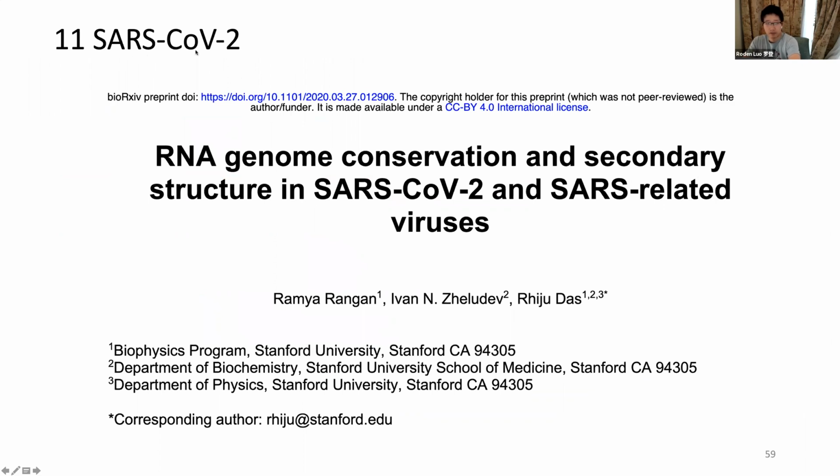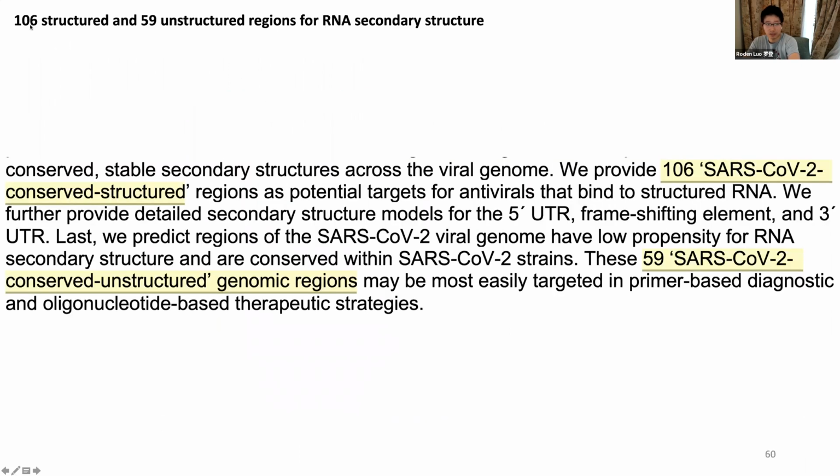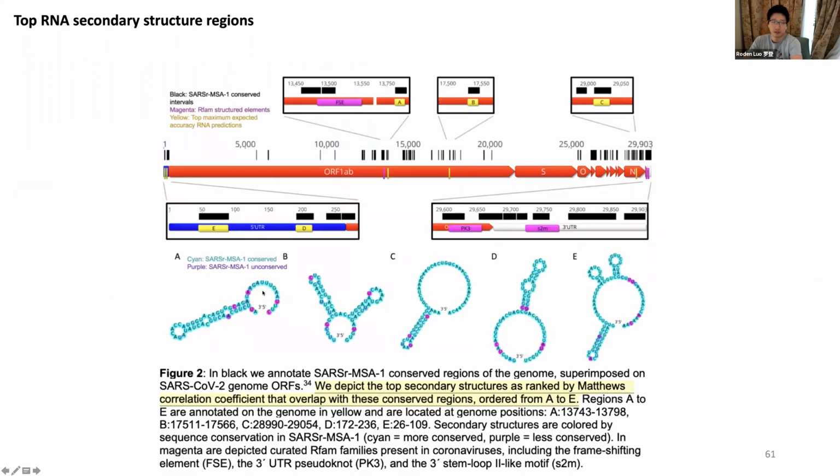The final paper on bioRxiv on this topic is on RNA secondary structure. The author identified 106 structured and 59 unstructured regions for RNA secondary structure. This is the location of the top five, A, B, C, D, E, on the genome. A is here, then B, C, D, E.